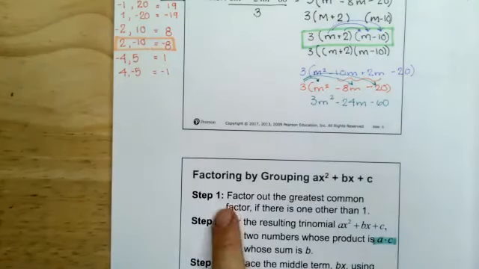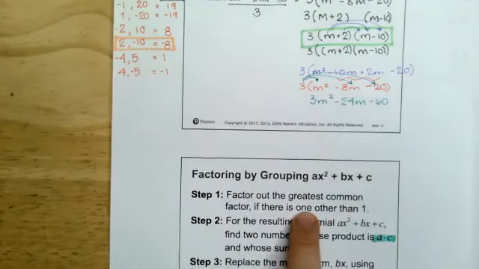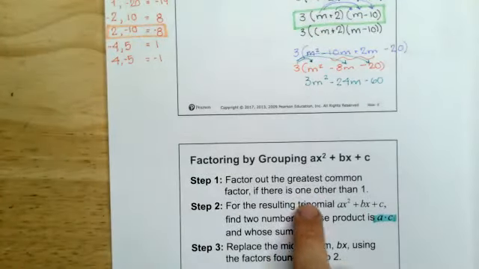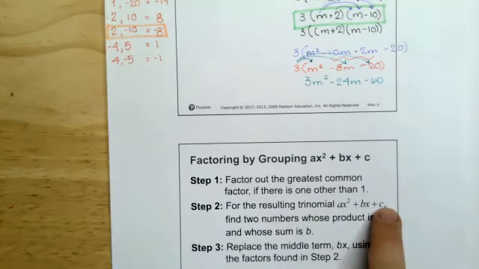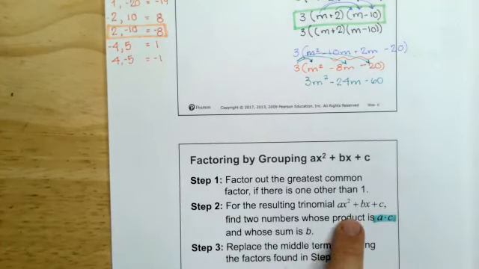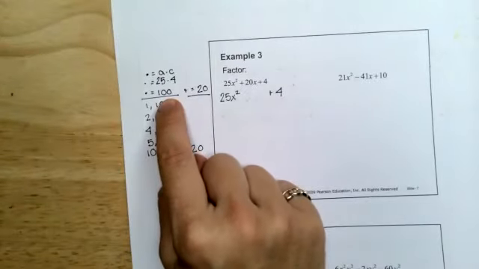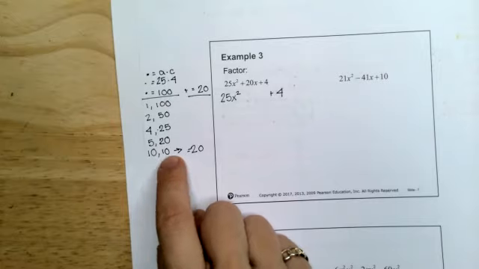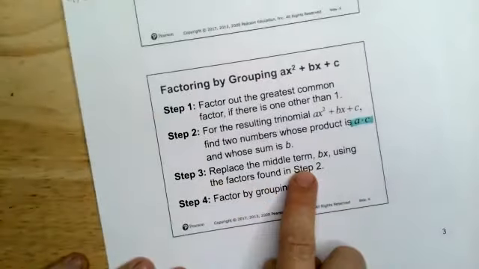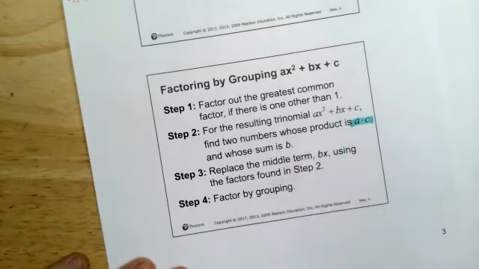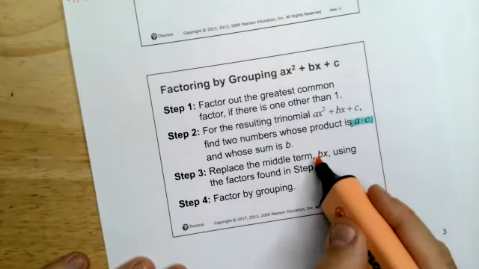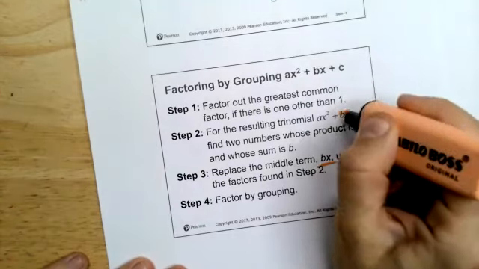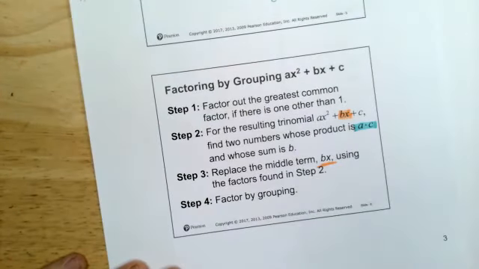What you want to do, this is very complicated. So first, factor out the greatest common factor. There was not a greatest common factor. For the resulting trinomial ax squared plus bx plus c, find two numbers whose product is a times c. A times c was 100. We found the two numbers. They are 10 and 10, right? Then replace bx, okay? So you have bx right here. We're going to replace bx using those two factors.